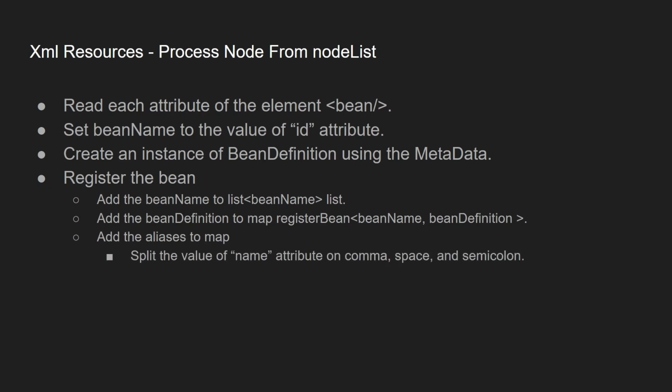In this, the name attribute may have more than one name, which are separated by comma or a space or a semicolon. The value in the name attribute is split using these three characters, and each of those names after split is added in the register aliases map. Let's now see the bean instantiation or actual bean creation process. We have the information of bean name, bean definition, and aliases in the maps and the list from whatever has taken place in the starting process.